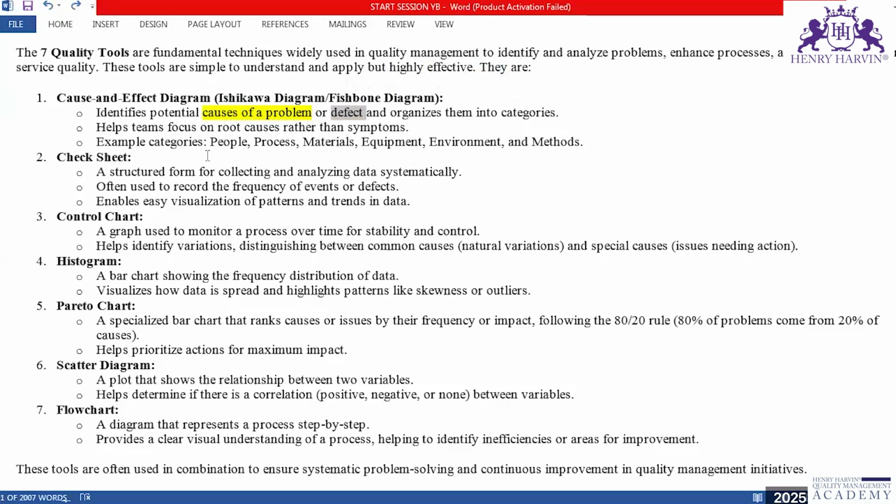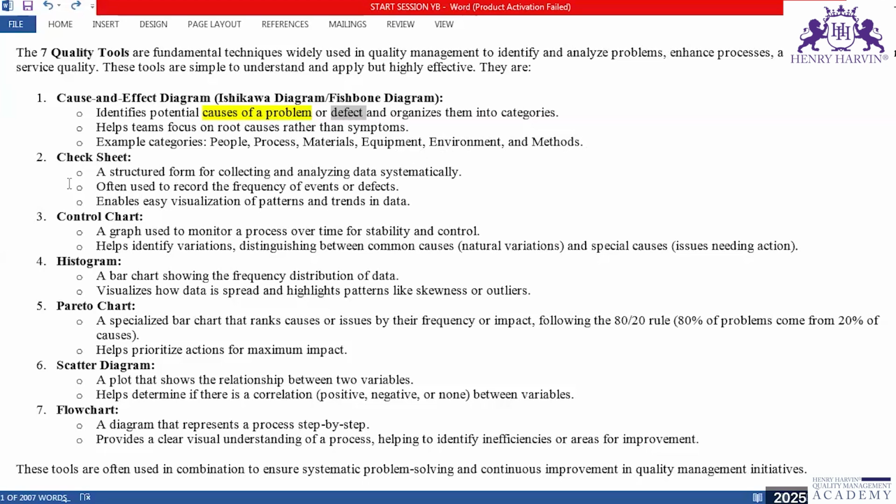Example categories could be people, process, material, equipment, environment, because you can think around people making mistakes, process making mistakes, materials making mistakes, equipment making mistakes, environment making mistakes. So we are getting the problem because of all of them or any one of them.